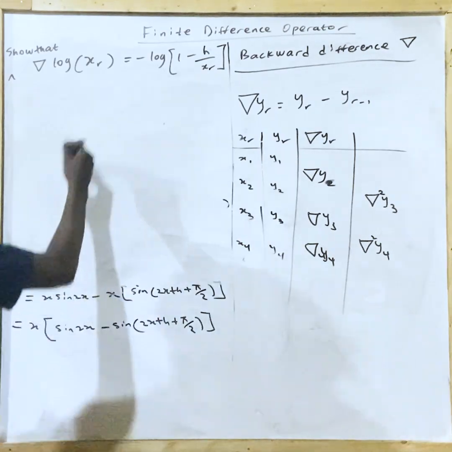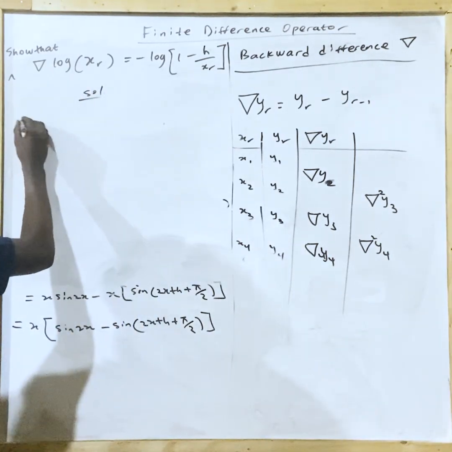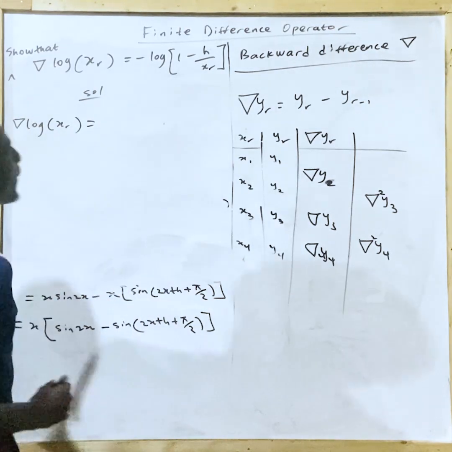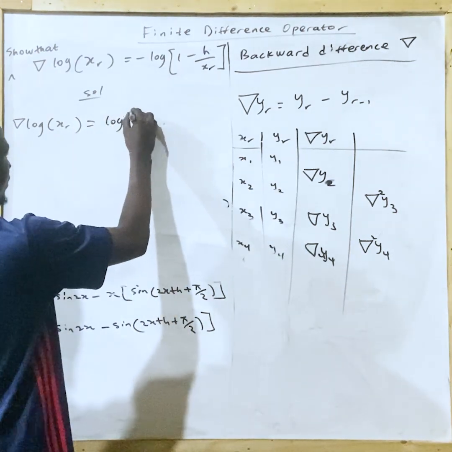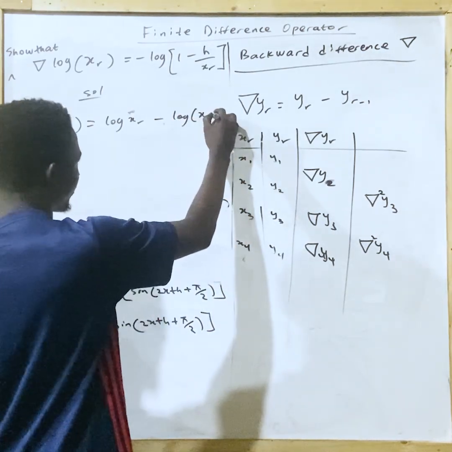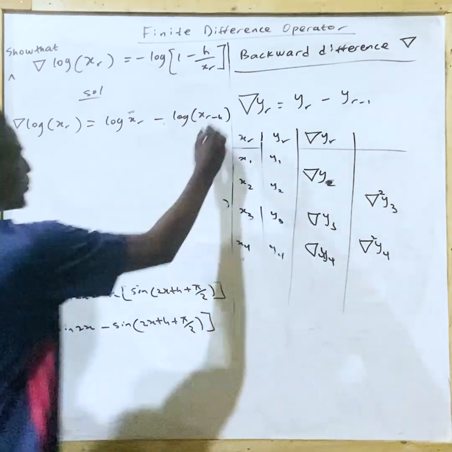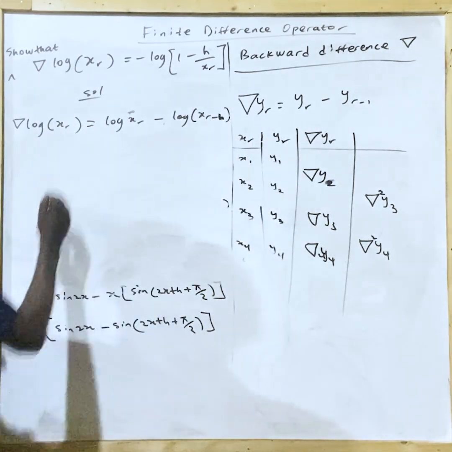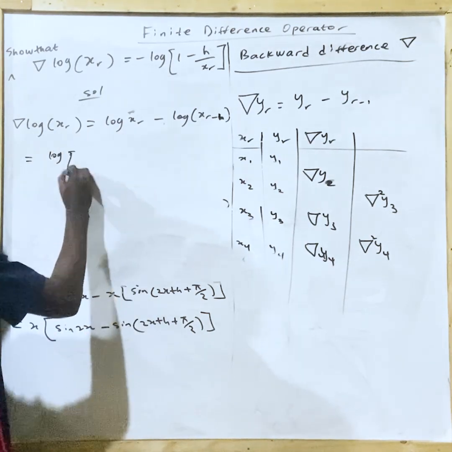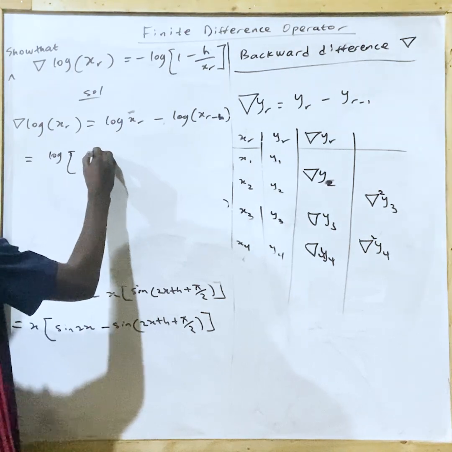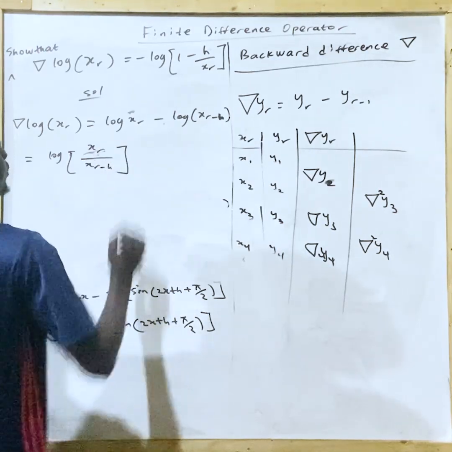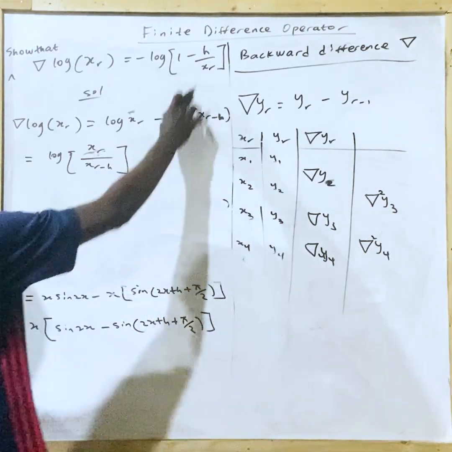So we just get straight to it. What is the backward difference of this? That is the backward difference of log x_r, which is log x_r minus log (x_r minus h), since I'm going backward. This is a logarithmic function, so you have log of x_r over (x_r minus h). But don't forget, this is what I want to prove.